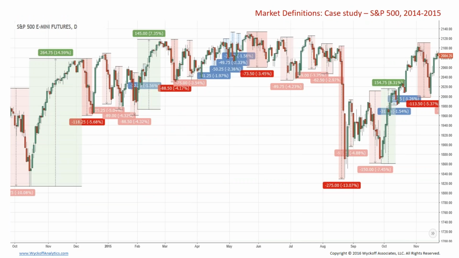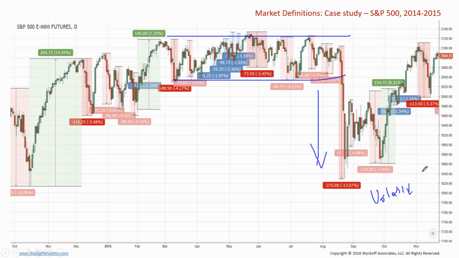So how would we be dealing with this? Well, this is more the scenario of 2011, where we had a range at the top, a shakeout, and then we had a decrease in the volatility. So therefore, this acts more as a reaccumulation of the previous trend.